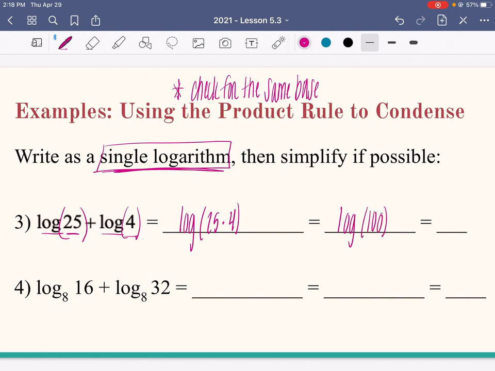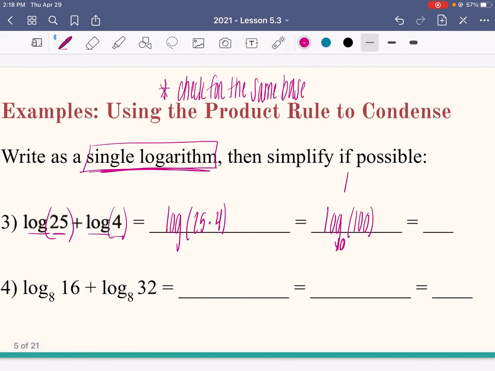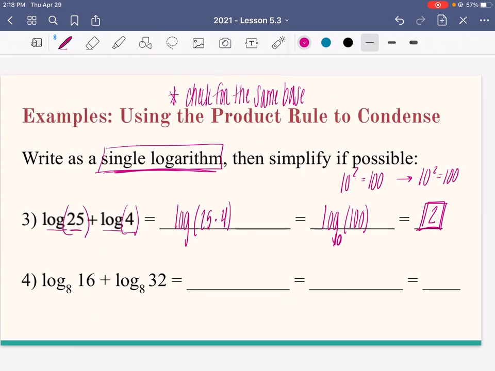And again, this is our previous example, so this is a base 10. So we're looking for 10 to the power of something equals 100, and 10 to the power of 2 is 100. So that is what our answer is here, 2. Which is awesome. So this one simplifies nicely.